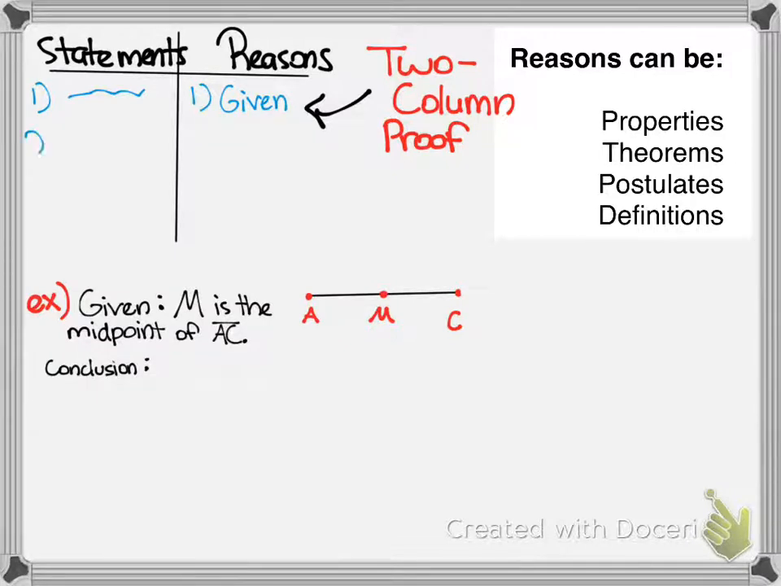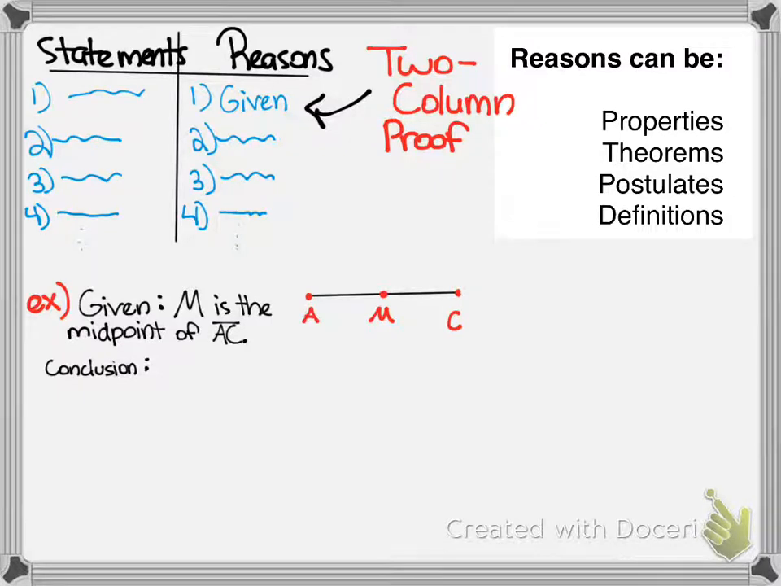So then you'll move on to your second statement, and then you'll give a reason for that statement. Okay, you'll have a third statement. You'll give a reason for that third statement. That is a two-column proof. So for every single statement you make, you have to have a reason for it, until you get to what you're trying to prove. Okay, that is a two-column proof.